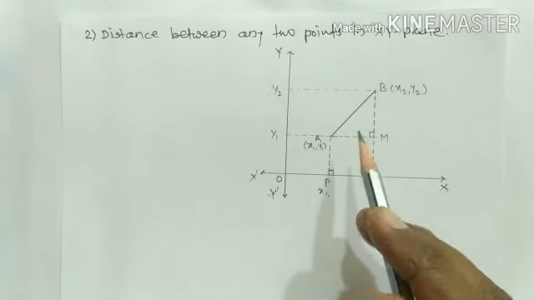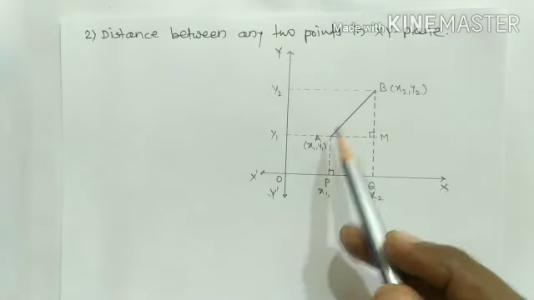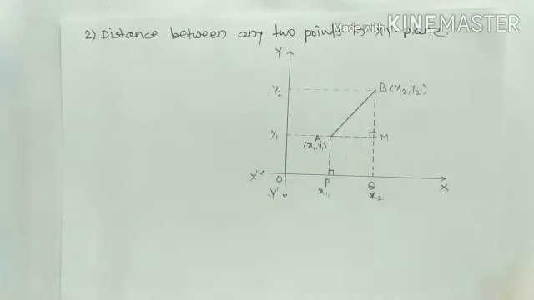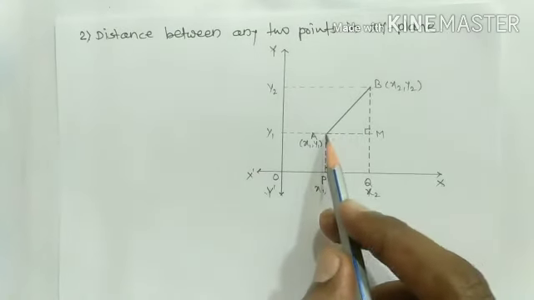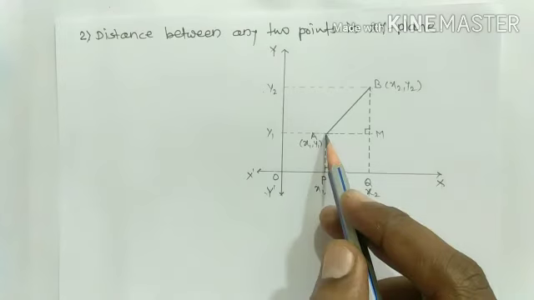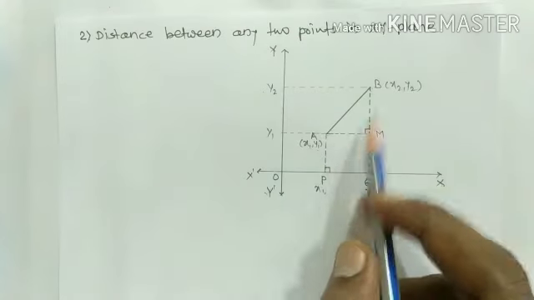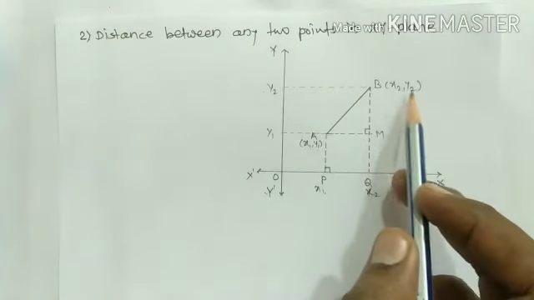That is the distance formula to find the distance between any two points in the xy plane. See, here these are the two points, point A and point B. The coordinates of point A are x1, y1. The coordinates of point B are x2, y2.